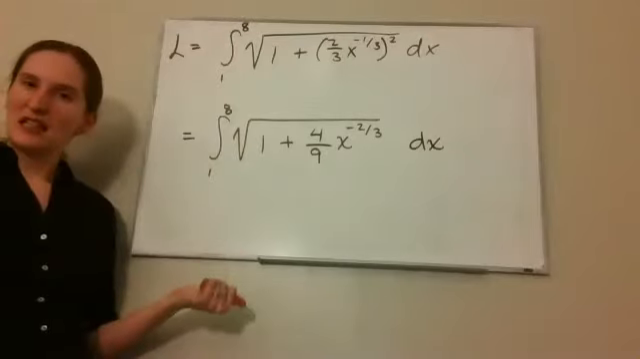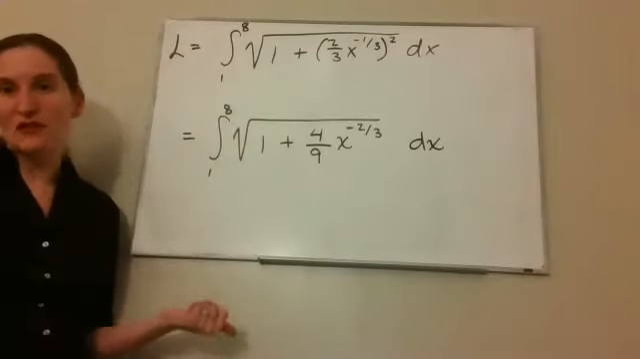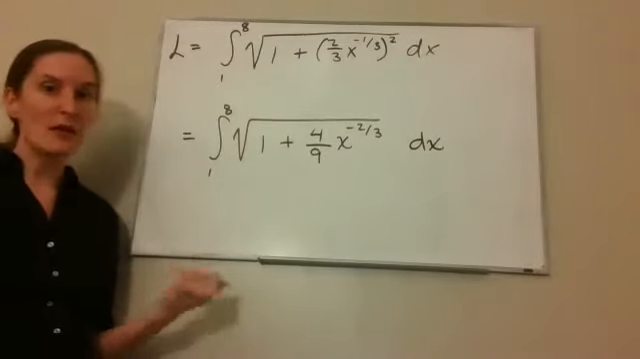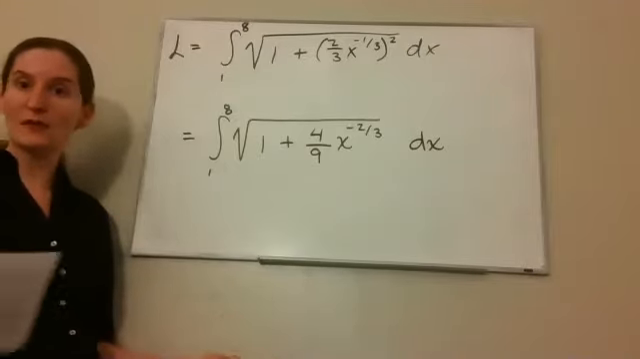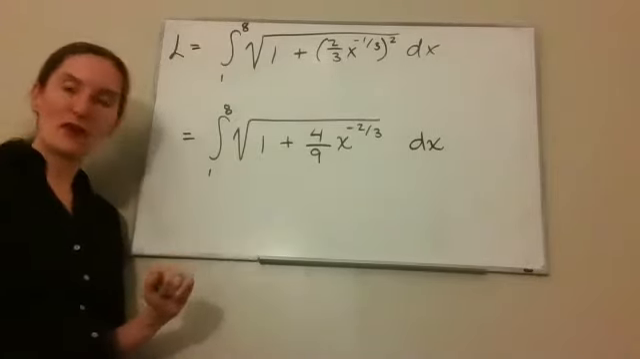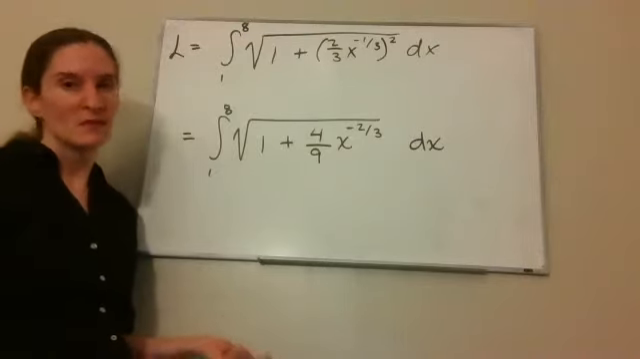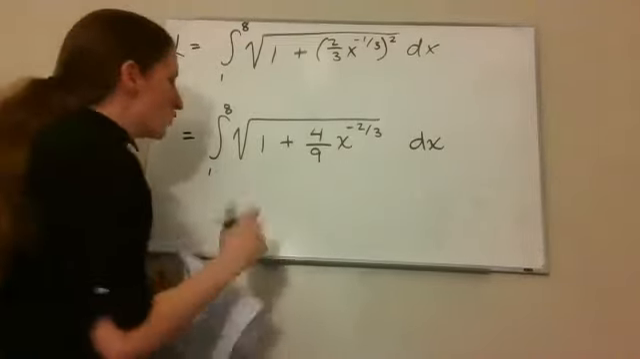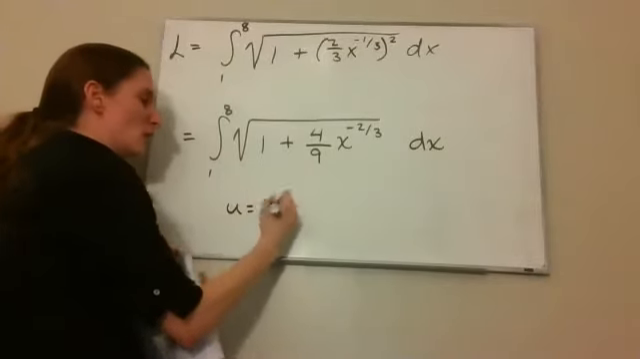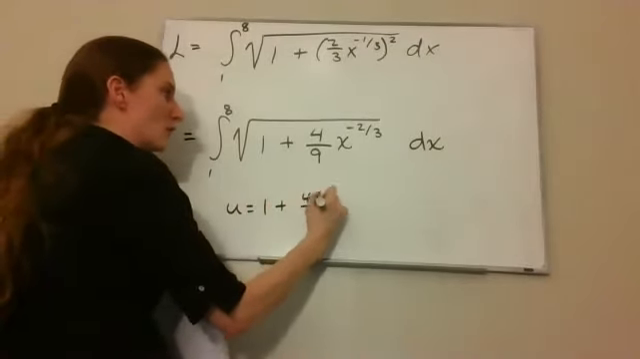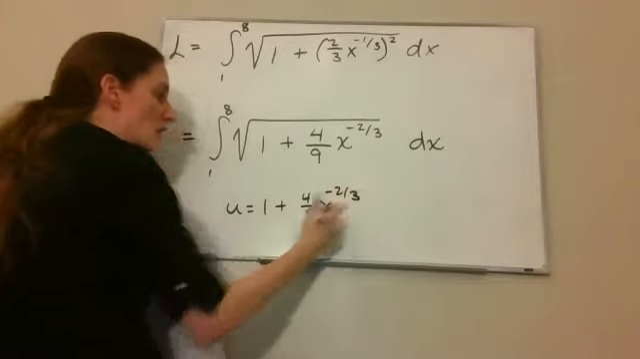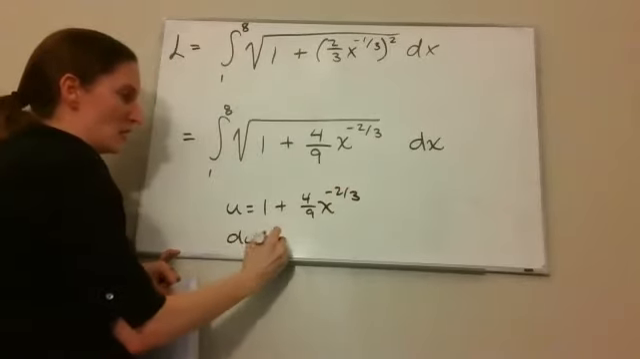And now you're looking at this one, and it doesn't look that much different from what we had before. And you might think, hey, let's just do u substitution, let u equal everything under the root. It worked last time, it should work this time, right? Wrong. If we try to let u equal everything underneath this root, notice what happens when I take my du.